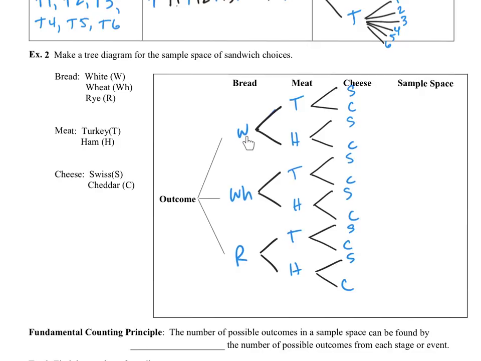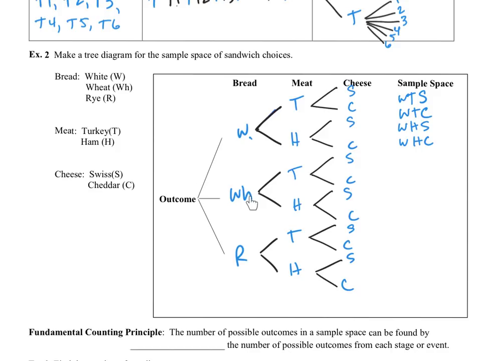So let's start with choosing white bread. We could choose white bread and then turkey and then Swiss cheese, or we could choose white bread and then turkey and then cheddar cheese. So I just followed this branch: white, turkey, and cheddar. Let's stick with white bread, and let's choose ham. If we choose white bread and then ham, we could choose Swiss, or white bread, ham, and cheddar, okay? Those are all the possible sandwiches using white bread, so now let's move on to the wheat bread.